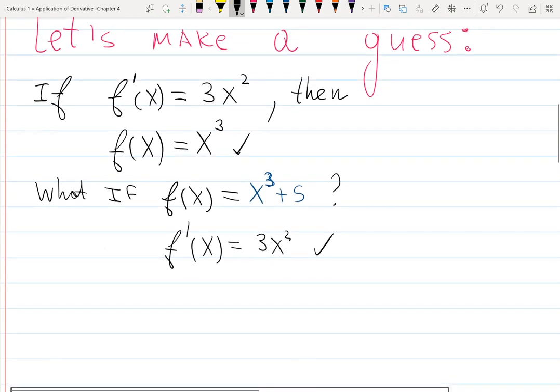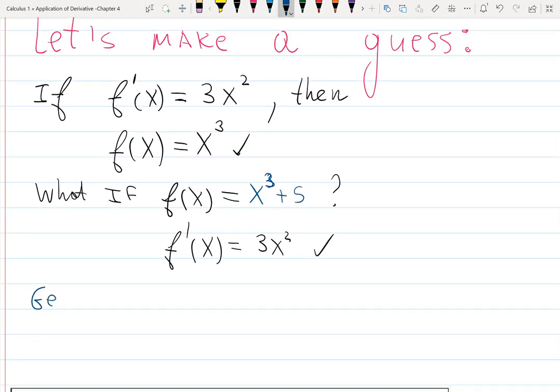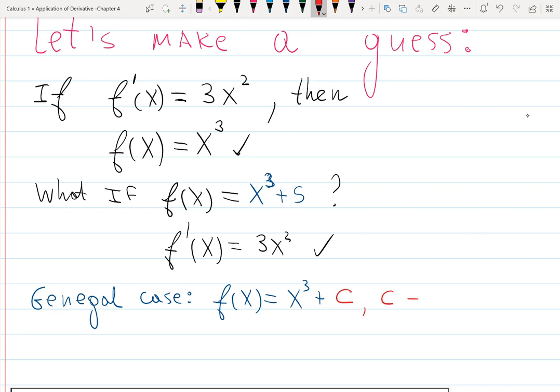And this is what we're going to call a general case, or a general solution. And all those constants, we're going to write as f of x is x cubed plus c. And that c is an arbitrary constant. Arbitrary means any, random, whatever you want. So c can be negative, c can be pi, square root of 7, and so on. The derivative of c is 0.